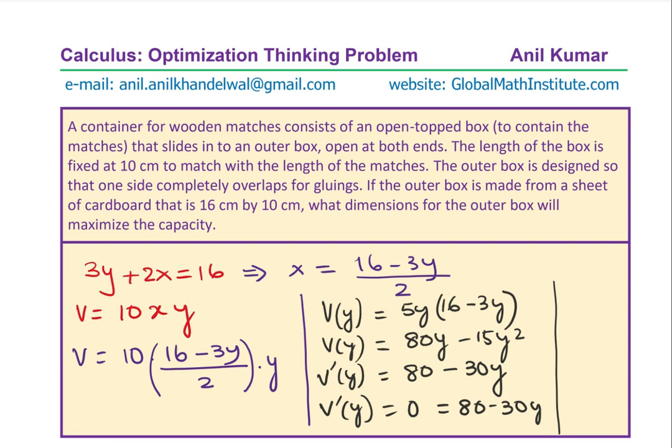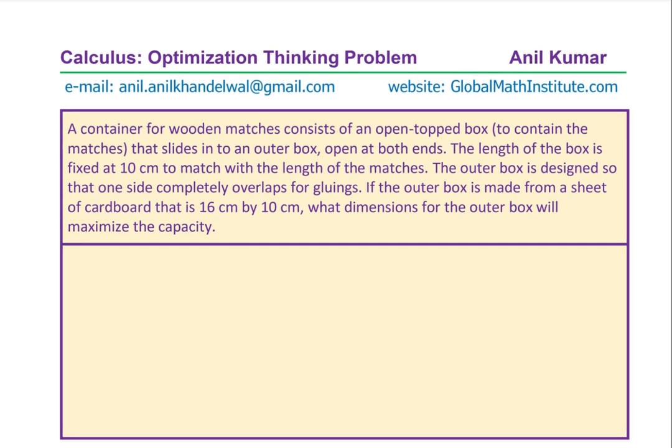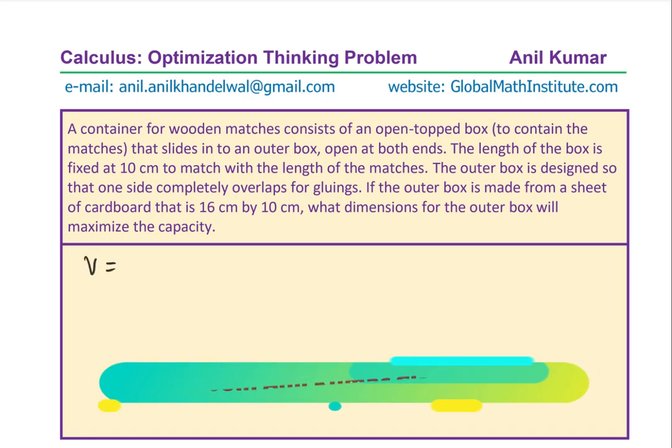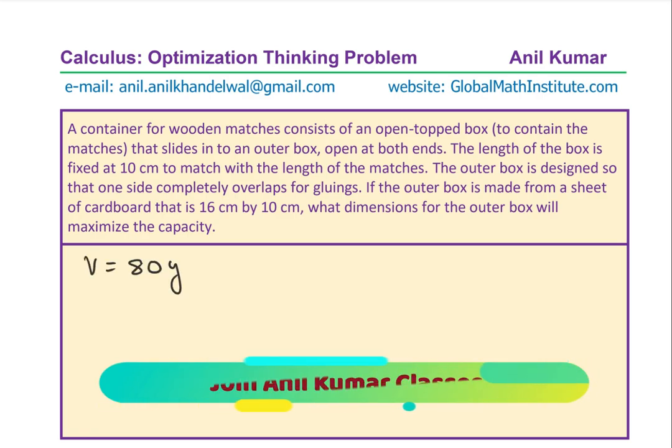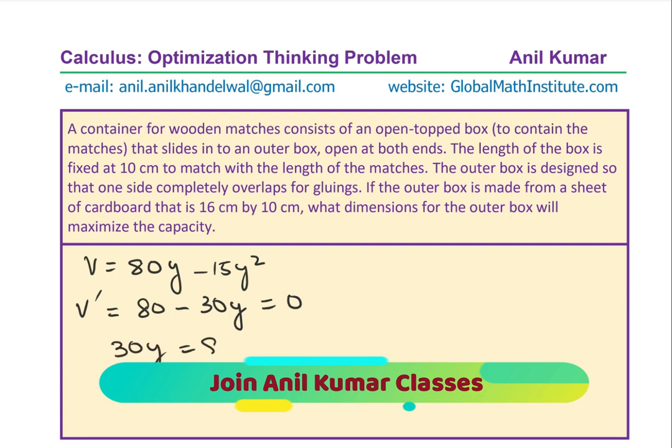So let's go to the next page, write down the relation. So again, we had the volume, which was 80y minus 15y squared. And when we differentiate it, we get 80 minus 30y. Equating that to 0, we know 30y equals 80, and that gives you a value of y as 80 divided by 30, or 8 over 3.